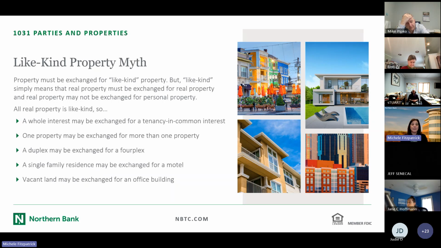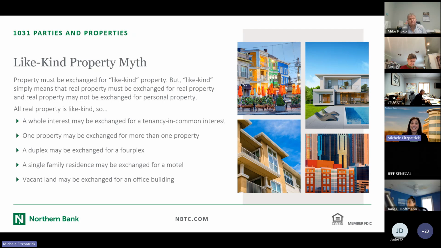Like-kind is very broad, and it really just means investment property for investment property. Rental property, it doesn't matter what the grade or the type of property is. So you can exchange a single family for a commercial building. You can exchange a commercial building for agricultural land or farmland. You can really slice it and dice it. A single family can be exchanged for a motel, vacant land for an office building.